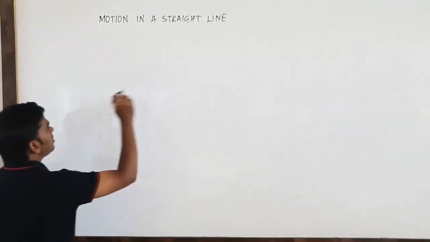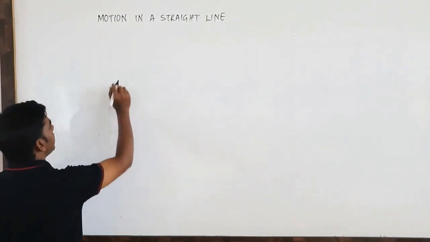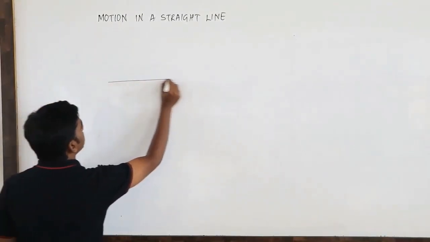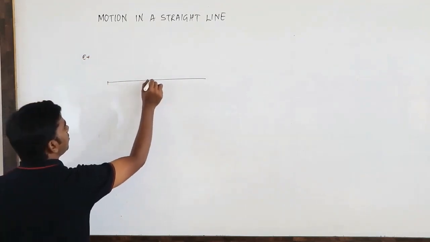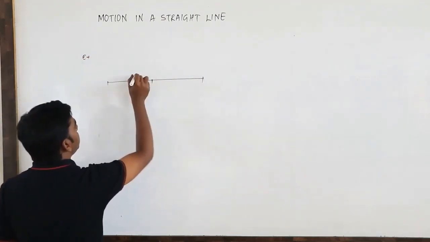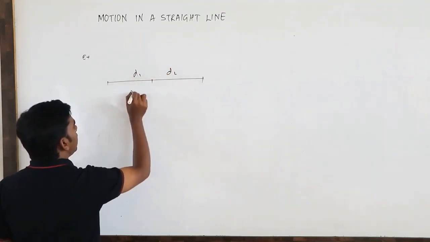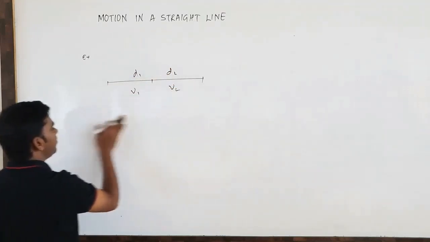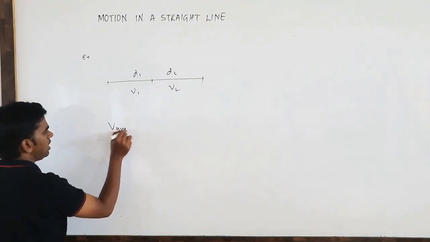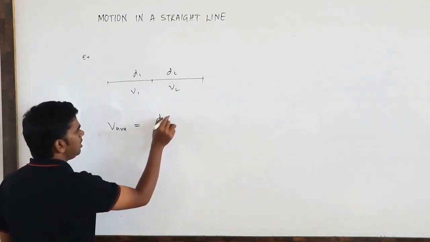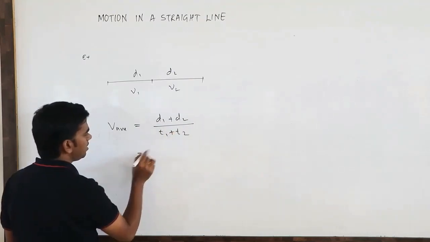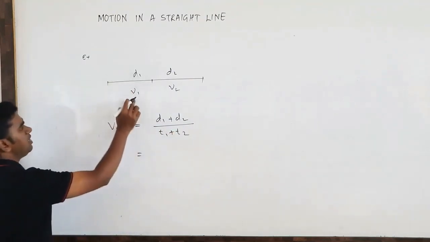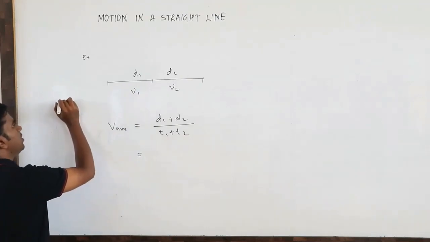So we will discuss those things only when distance is given, time is not given. Suppose, for example, we can divide this distance as d1 and d2, and velocities given are v1 and v2. So what will be our average velocity? Average velocity will be d1 plus d2 divided by t1 plus t2, but t1 and t2 are not given, only d1, v1 are given. So we know that v1 equals d1 by t1.